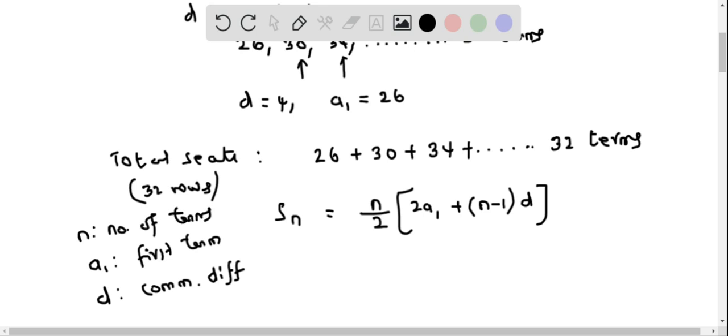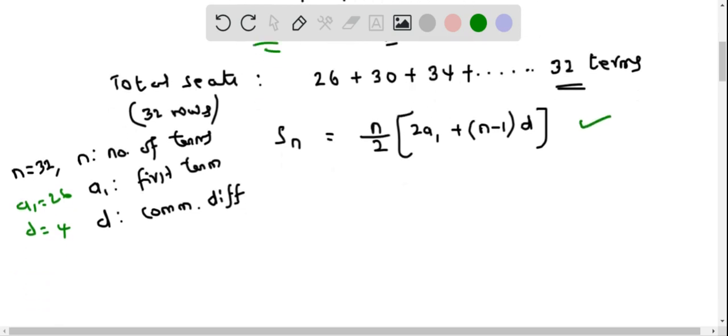So let's determine these values. We have already identified n equals 32. So n equals 32, and a1 is the first term, which is 26. So we have a1 equals 26, and d we have already found, which is 4. So let's plug all these values into this sum formula to determine the total number of seats of the 32 rows.